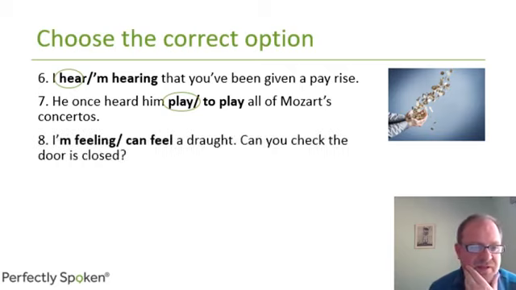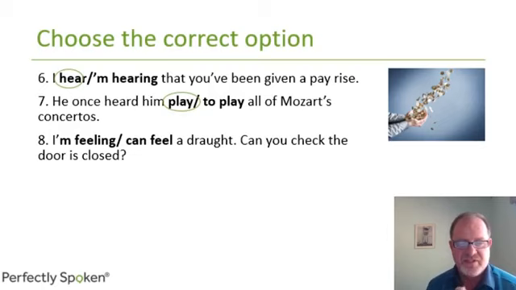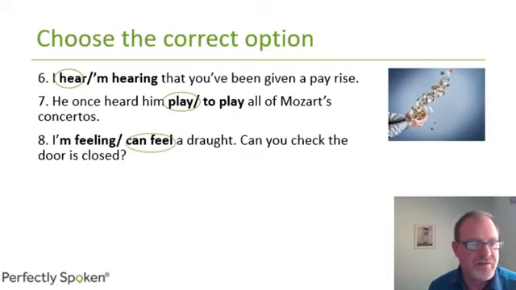Number 8. Is it I'm feeling or I can feel a draft? Can you check the door is closed? A draft is like air or wind coming in through a window or a door. And the answer is I can feel. Again, we don't use the continuous form here.